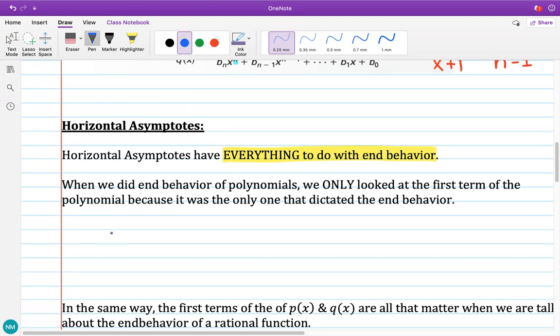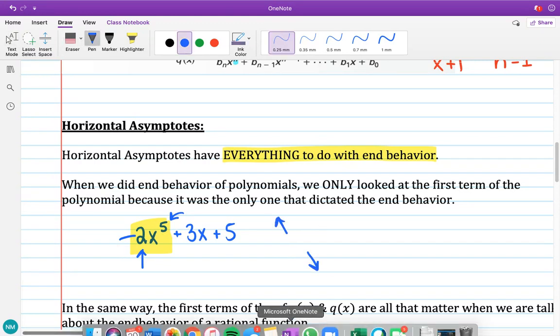So remember when we did end behavior, if I had a polynomial like 2x to the fifth plus 3x plus 5, I'm not even going to write out all the terms. This was the only term that was important when we talked about end behavior. We looked at the coefficient and the degree. The degree was odd, so I knew it went in opposite directions, and it was positive, so it looked like a positive slope. If there was a negative 2 in front, it still would have gone in opposite directions because it's an odd degree, but it went like that.